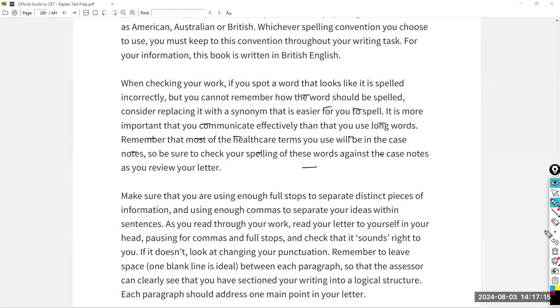Now, when checking your work, if you spot a word that looks like it's spelled incorrectly, but you can't remember how the word should be spelled, consider replacing it with a synonym, as I told you, that is easier for you to spell. It is more important that you communicate effectively than that you use long words. Remember that most of the healthcare terms you use will be in the case notes, please. So be sure to check your spelling of those words against the case notes. Make sure that you write them correctly.